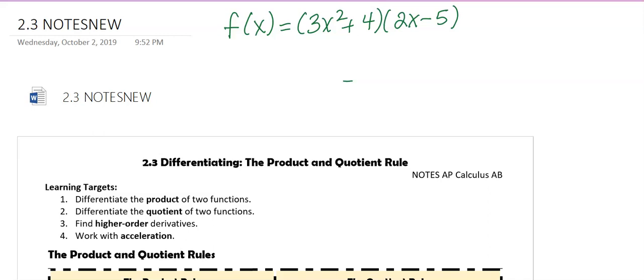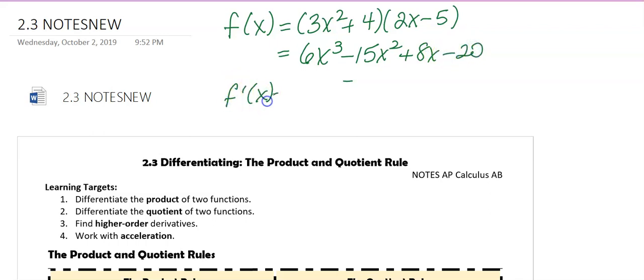If I have f of x equals 3x squared plus 4 times the quantity 2x minus 5, we know the right way, based upon last time, is to multiply it out. So we will have 6x to the third minus 15x squared plus 8x minus 20. From there, it's real easy. We just do our power rule to find the derivative, and we know the correct answer is 18x squared minus 30x plus 8. However, some people will forget this and they will try some crazy things.